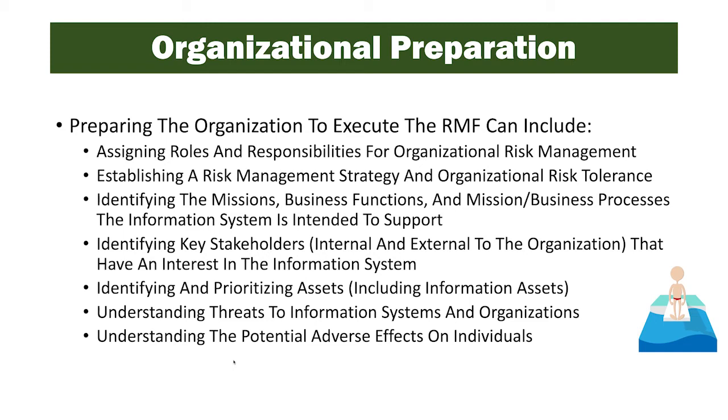Identifying the key stakeholders, both internal and external to the organization, that have an interest in the information system, because we're going to want to talk to them and make sure that they have input into the system design and how it's going to be used. Identify and prioritize assets, including information assets that may not be physical. Understanding the threats to the information system and the organization, and understanding the potential adverse effects on individuals should the system be implemented, and also if the system is not implemented.